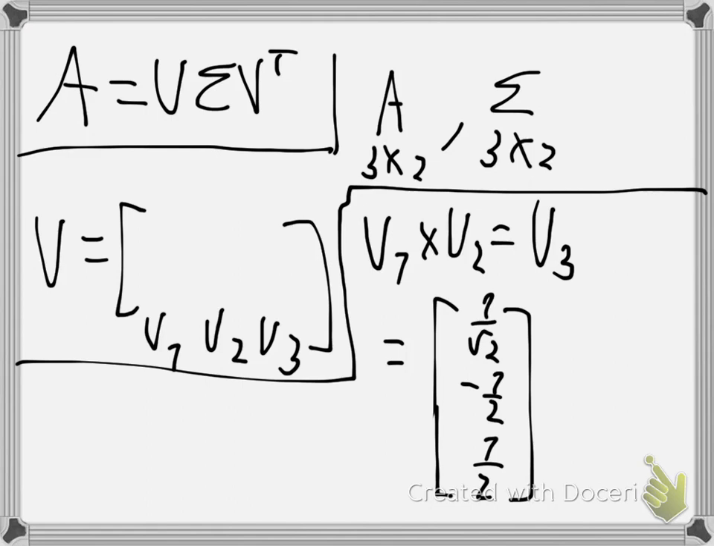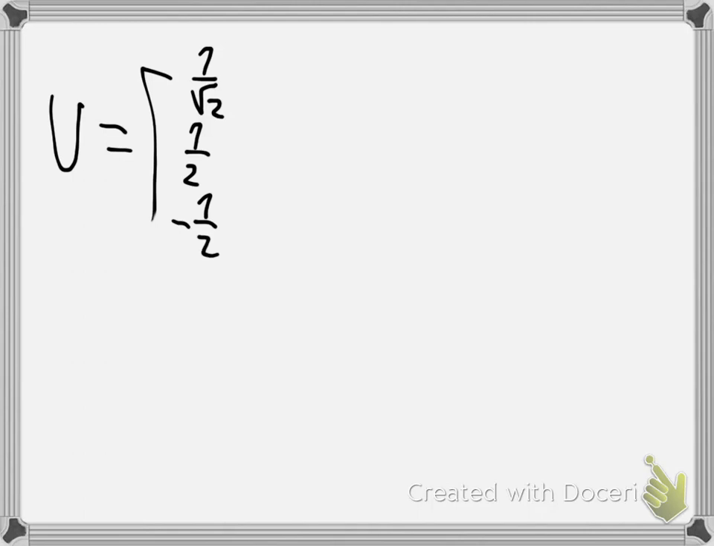So now I have my 3 vectors, and so U is equal to these 3 vectors, so I will rewrite it.